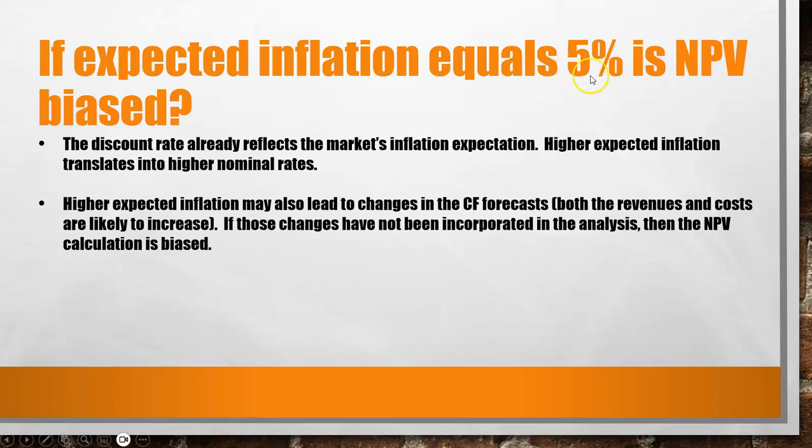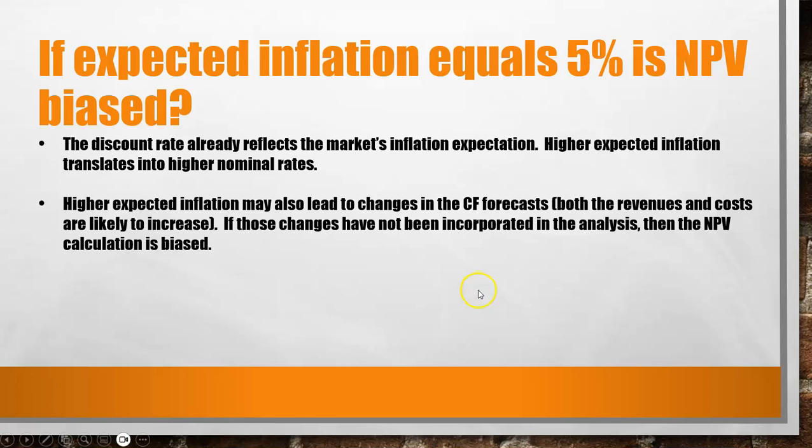If expected inflation equals 5%, is net present value biased? The discount rate already reflects the market's inflation expectation. That's the weighted average cost of capital. Remember, when we figure those numbers out, we have our market risk and we have our inflation baked into the 7.5%. But if inflation goes up, it can change the cash flow forecast.